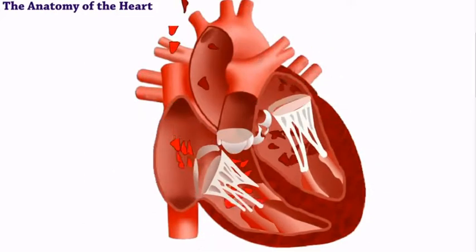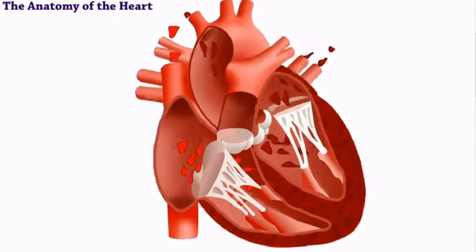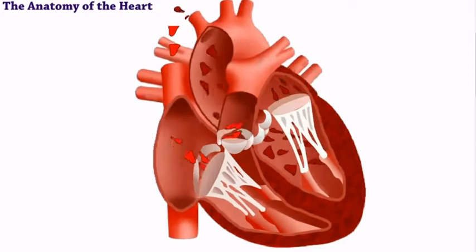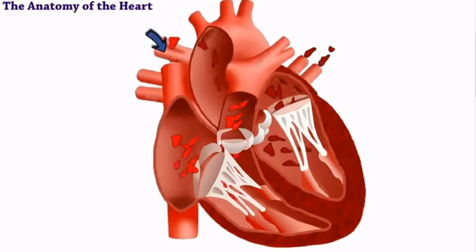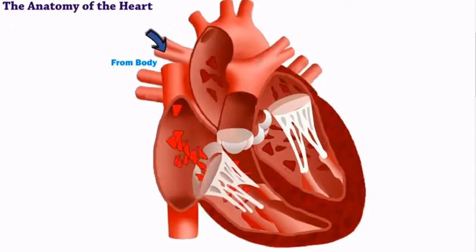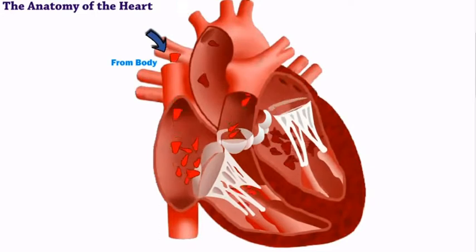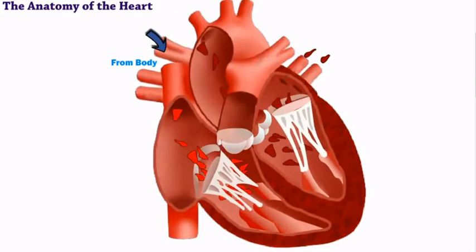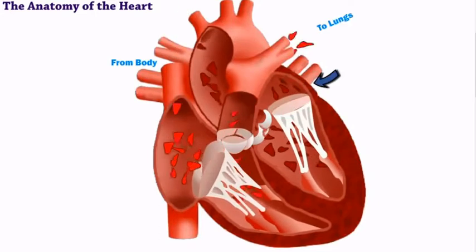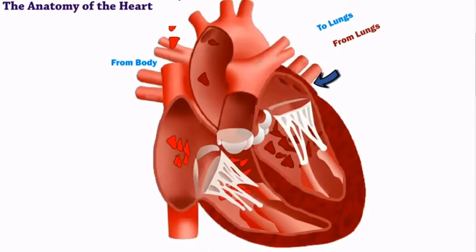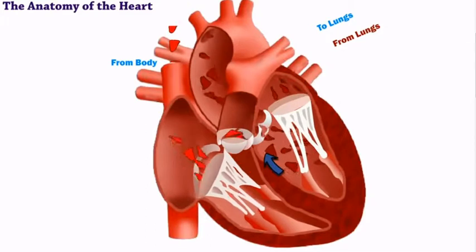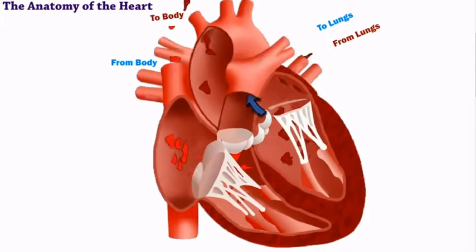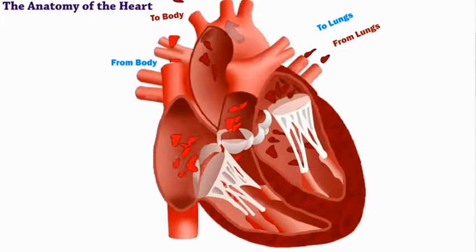Finally, let's see how all of these muscles, chambers, and valves work together. Watch how blood flows through the heart. This diagram shows the blood entering the heart from the body. At this stage, it's oxygen poor. After traveling to the lungs, it returns to the heart, oxygen rich. The blood leaving the left ventricle is heading for the body.